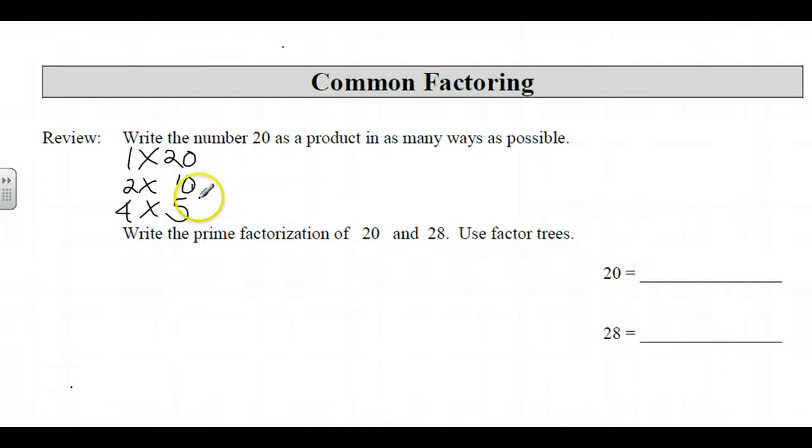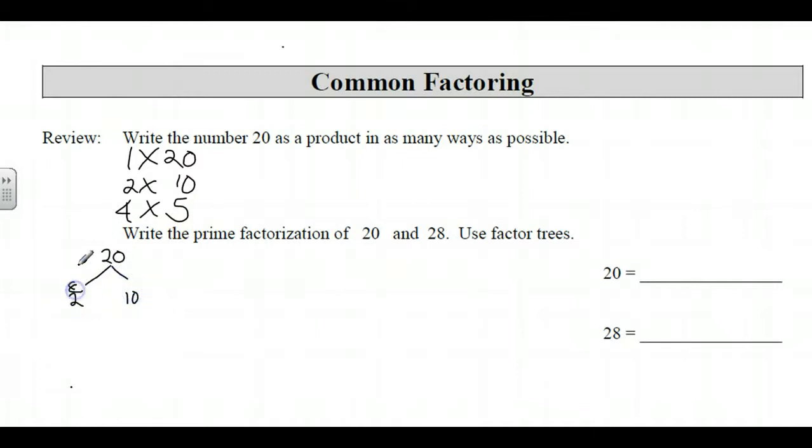And then we'll start repeating actually, right? 5 goes in, but it will be 5 times 4, and then 10 times 2. So that's the way that we can do 20. Now, we're going to write the prime factorization and a factor tree. So this is 2 times 10.